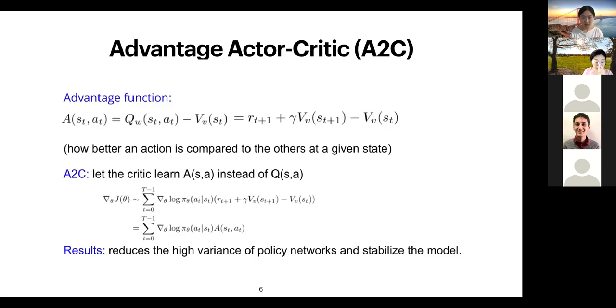But the idea is really simple, right? You're just replacing the Q function with the advantage function. Okay, so this is the advantage actor critic, A2C.